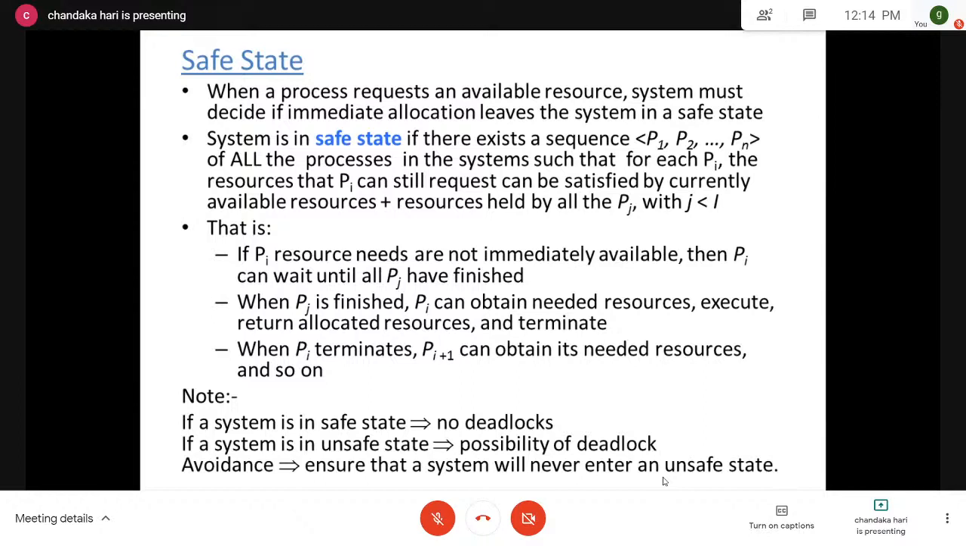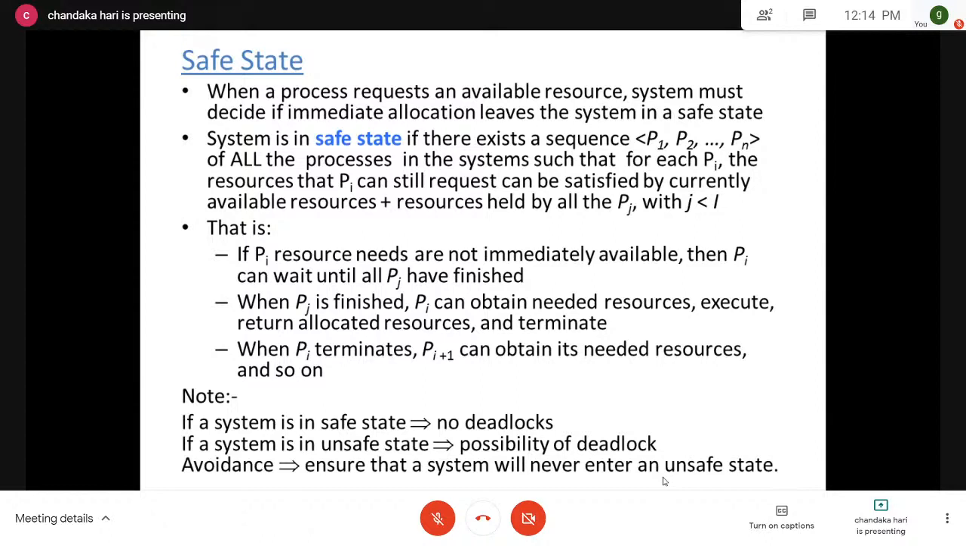Now, in order to define this particular safe sequence, what is the operating system going to do? Whenever a process is requesting a particular resource, the operating system immediately observes whether it is eligible to sanction that resource or not. By sanctioning, you try to see that the system will never enter into the deadlock state.